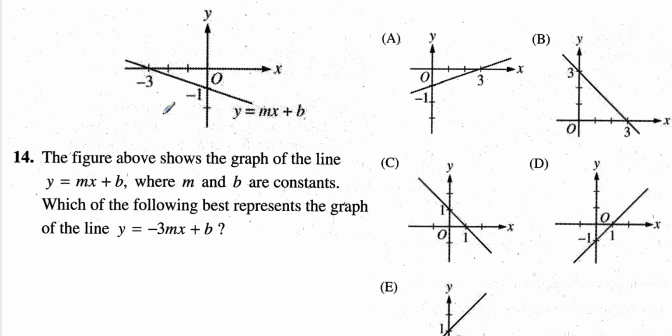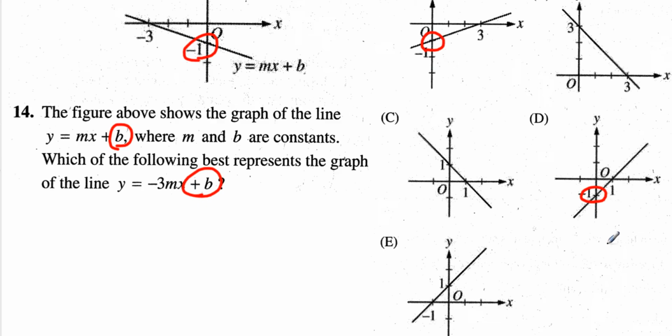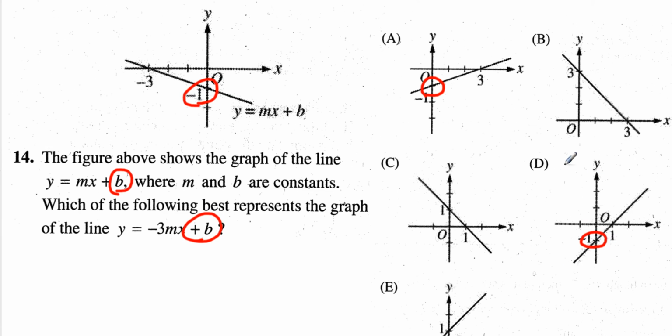Number 14. The figure above shows the graph of the line y equals mx plus b. Notice that means b is the y-intercept, which is -1. And then which of the following best represents the graph of the line y equals 3mx plus b? Notice plus b didn't change. That means my y-intercept didn't change. What does that mean? Either choice A or choice D. Okay, I have one of those two alone.